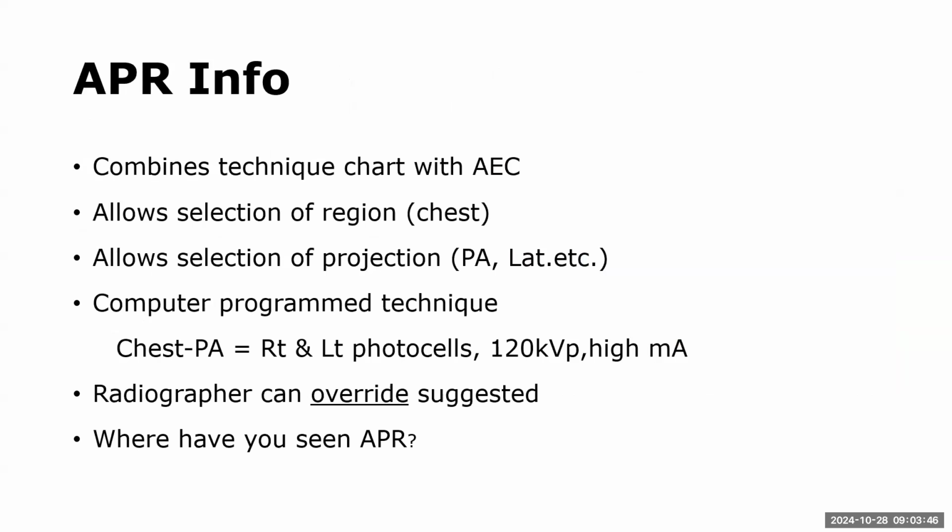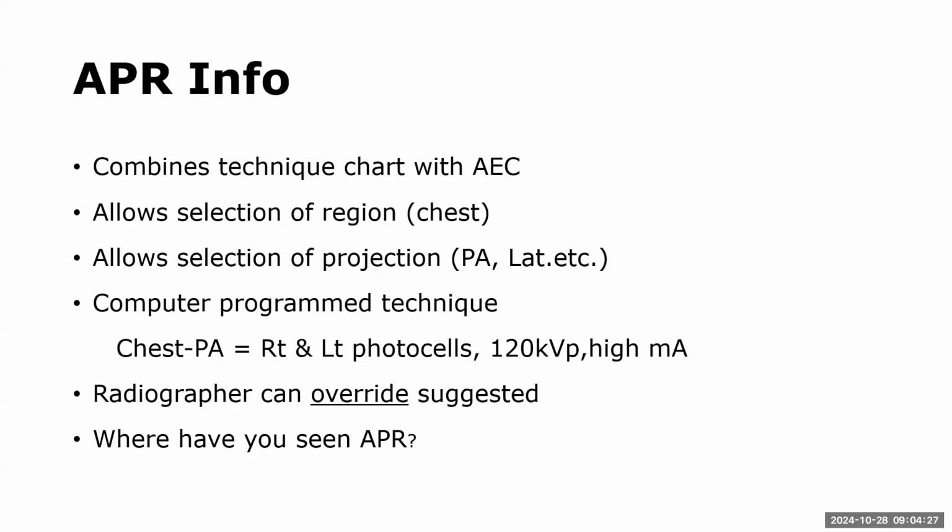We talked about that. You can override the APR. So when might you have to override the APR? Let's say, for example, you're in an ortho site, and you choose a hand, and the patient comes around with a cast. Are you going to use the same technique on a non-cast hand that you would for a hand with a cast? No. So you're going to override the APR and change your factors depending on the cast type, material, that kind of thing.